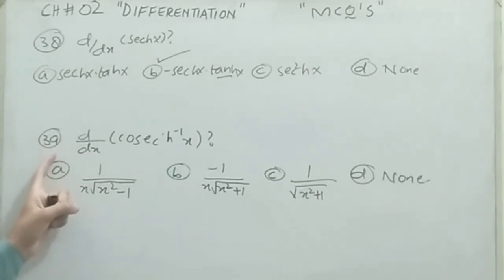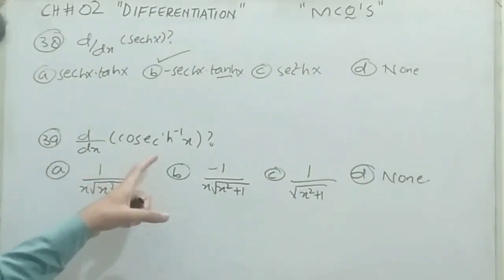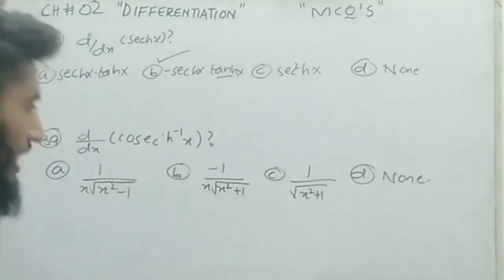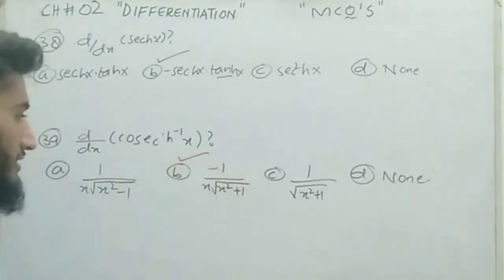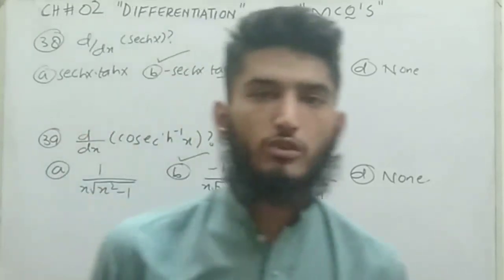In MCQ number 39, the last MCQ of MM Academy chapter number 2, differentiation, it tells that the derivative of cosecant hyperbolic inverse x will always equal option B, minus 1 over x under root of x square plus 1. With this question, I finish my lecture.